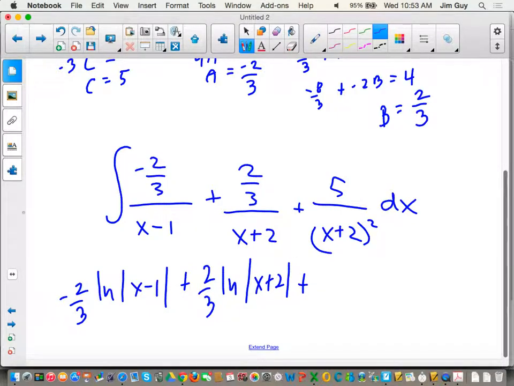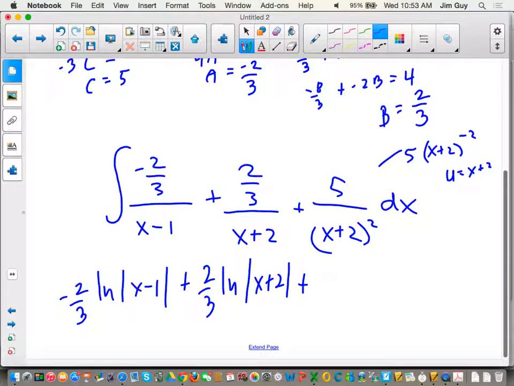And that one, that is not the natural log. It is only natural log when you have just 1 over u or 1 over x. This is squared down here. So think of this as 5 times (x plus 2) to the negative second. You will use u substitution and let u equal x plus 2. And the derivative will just be 1, so you're going to end up dividing by 1.